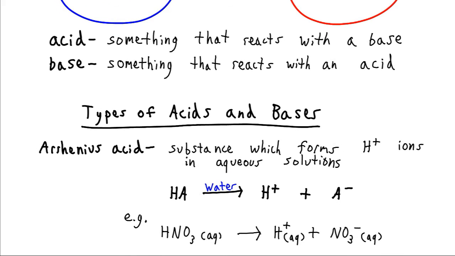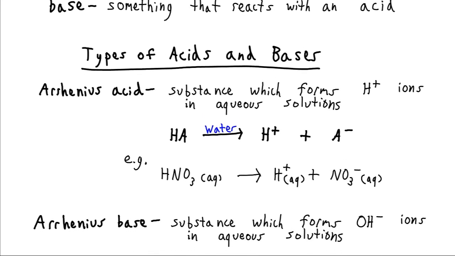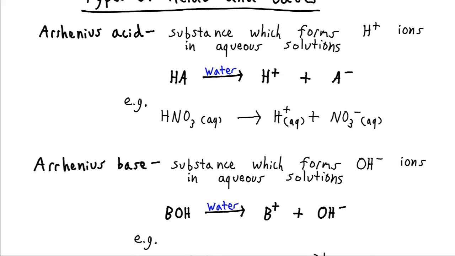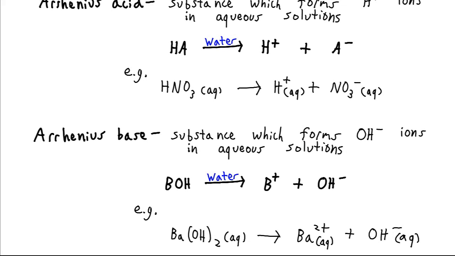Example of that, we have nitric acid. We add it to water, then we'll get our H+, and we'll get our nitrate ions in the solution. An Arrhenius base is going to be something which forms OH- hydroxide in aqueous solutions. So when we add it, we'll get some positive cation, which was formerly paired with OH-, something like barium hydroxide. We get our Ba2+ and our OH- here. And I should go ahead and balance this. We actually have two of those.